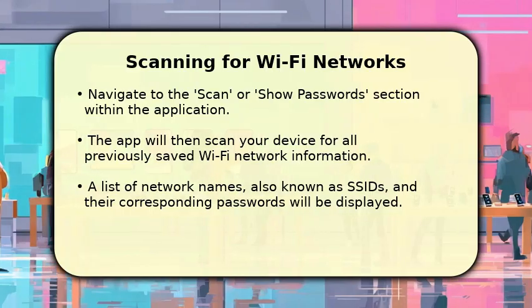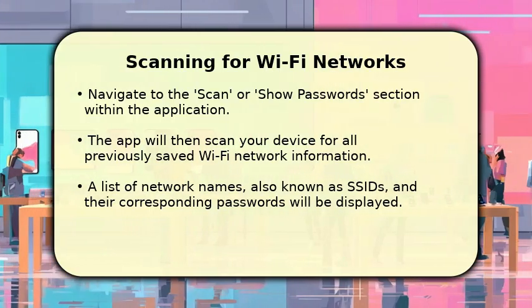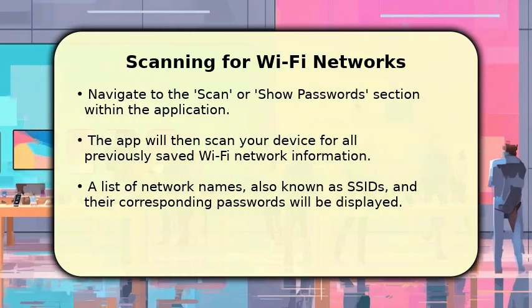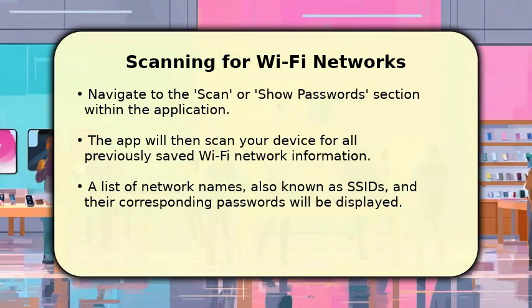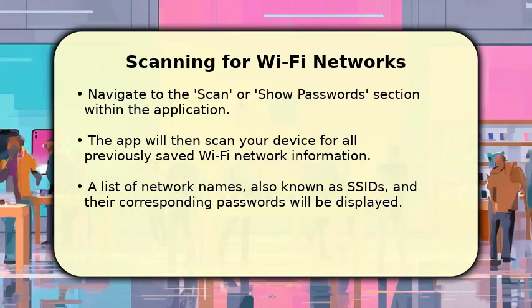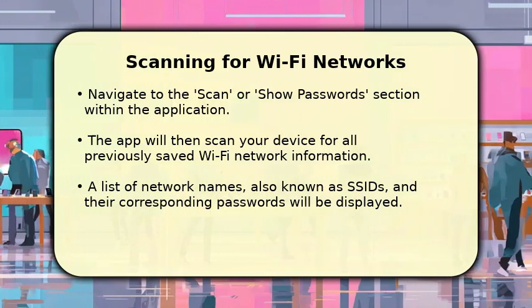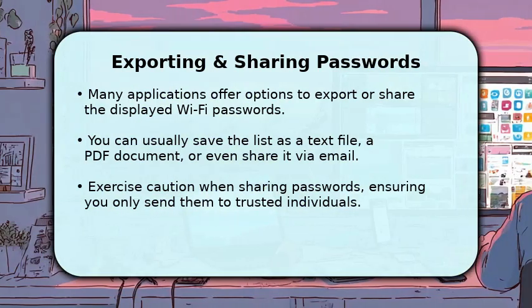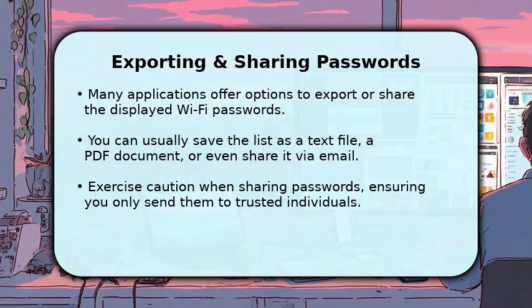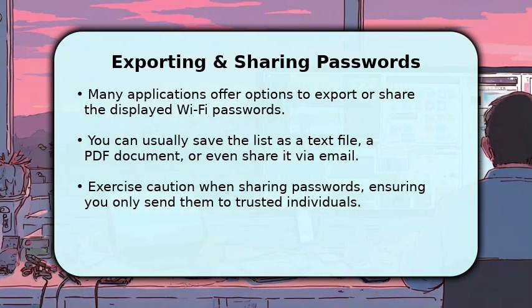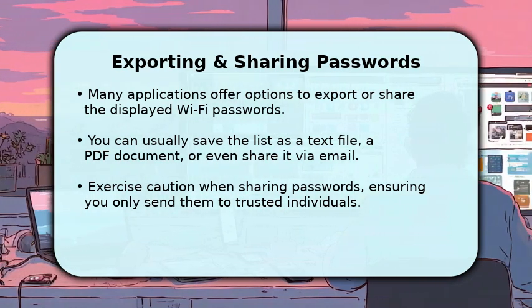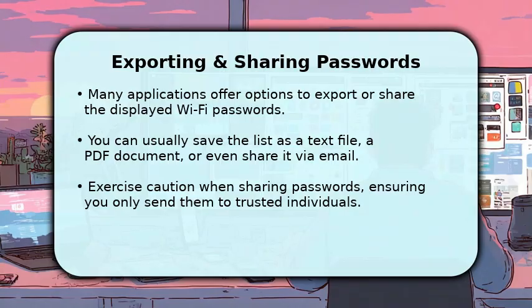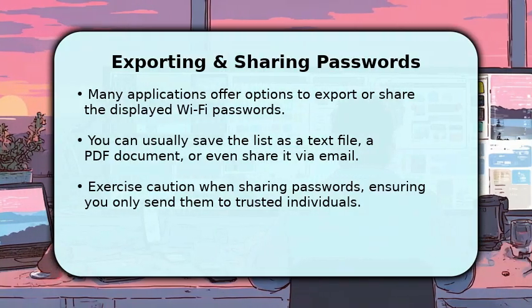This list will include the network names, or SSIDs, alongside their respective passwords, making them readily accessible for your review. Take your time to locate the specific network you are interested in. Most Wi-Fi password viewer apps provide convenient options for exporting or sharing the recovered network details. You might find buttons to export as text or share located near the bottom of the screen.